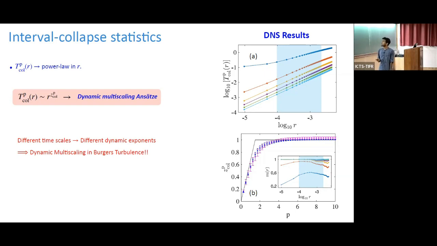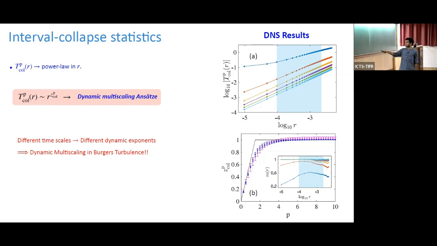So here are the results from our simulations. This is a log graph of the time scales as a function of the length scale R. This is inside the inertial range, and these graphs are drawn for different values of p, for p equal to 1, 2, 3, 4, 5, and 6. As you can see, they display quite a good power law range in this regime, and from this range, we calculate the power law exponents.